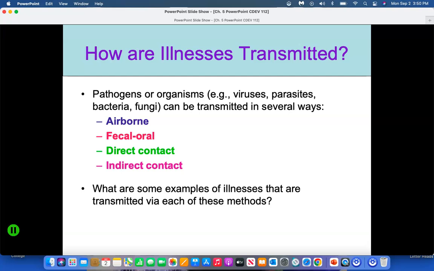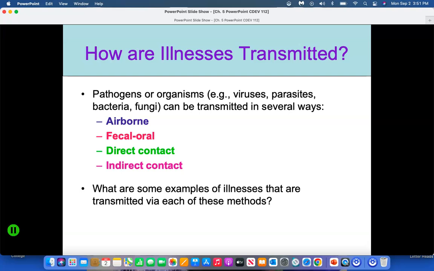Direct contact, what do you think? Direct, like touching something or someone. A lot of kids could get direct contact through pink eye, contacting something. Pink eye could also be airborne, but it also could be direct contact with your eye or with someone that has it, or touching something.